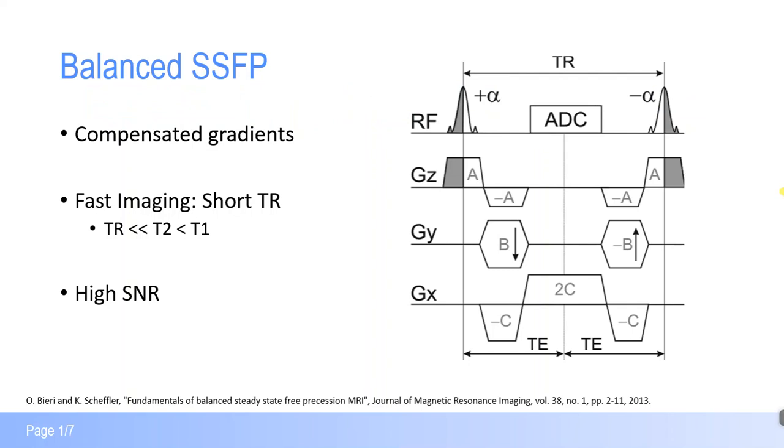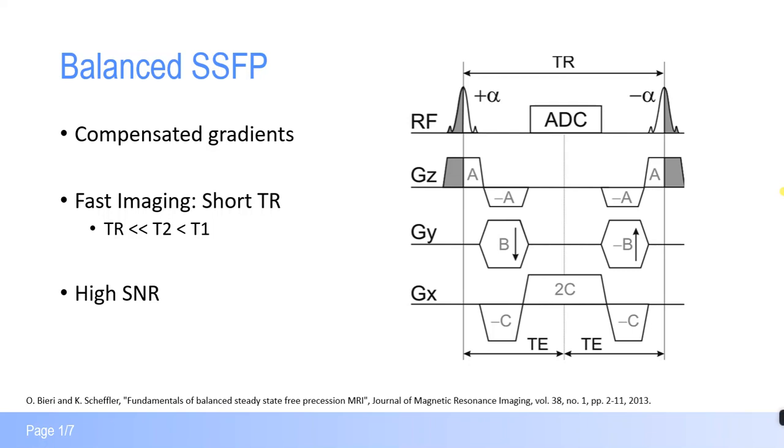Balanced SSFP is a type of gradient echo MR sequence. It is called steady state since after some TR intervals, the magnetization vector reaches the steady state value. It is called balanced since all of the gradients are compensated by adding refocusing gradients. Therefore, the integrals of them should be zero, as we can see from the image.